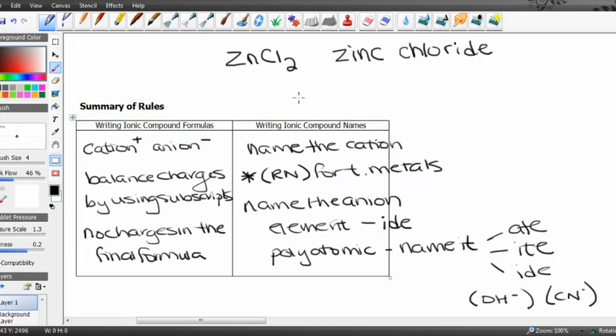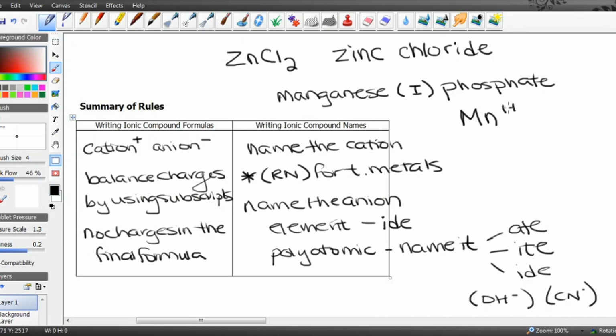Okay? And let's do one more where I give you a name and you have to write the formula. Let's say I give you the name manganese(I) phosphate. So there's your name. We're going to follow these rules to write the formula. First, we write the cation and the charge that it makes. Manganese, and I was given a Roman numeral, so that means a 1+. And then I write the anion, phosphate.